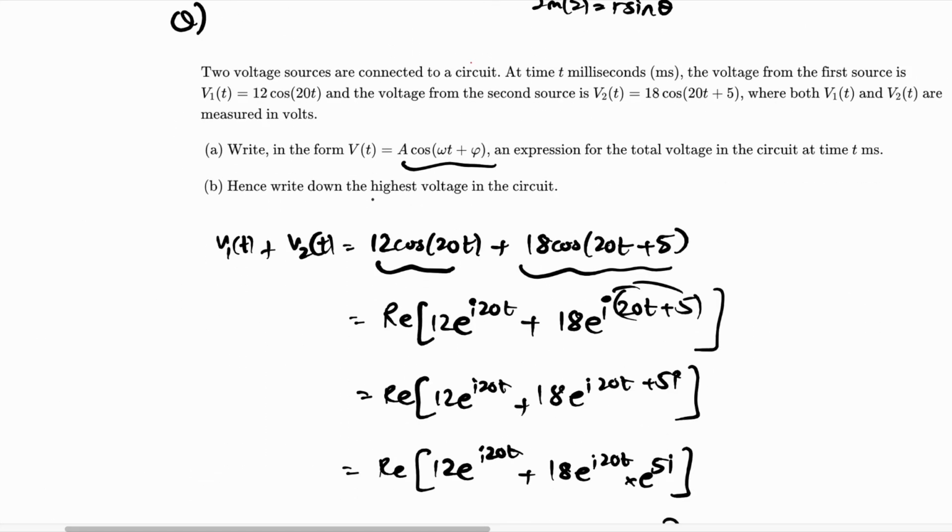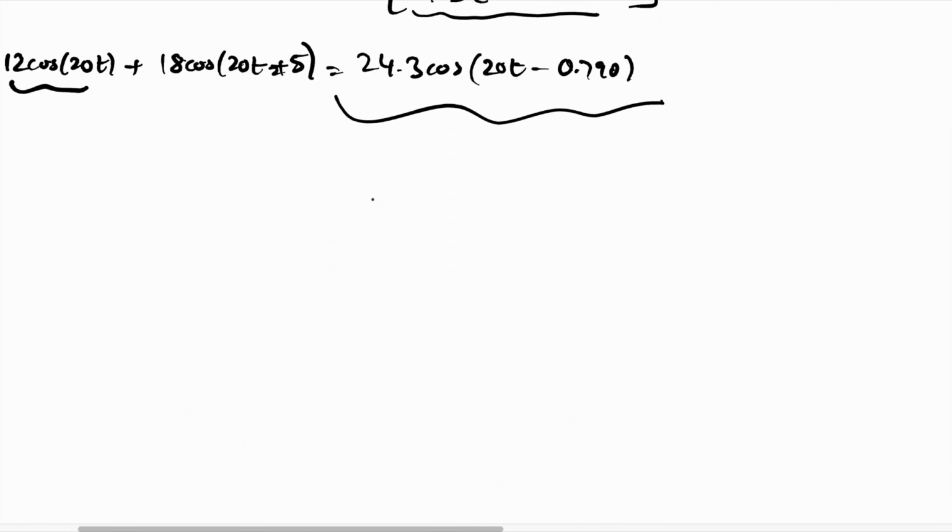So now they are saying, hence write down the highest voltage in this circuit. So the highest voltage in this circuit is 24.3.